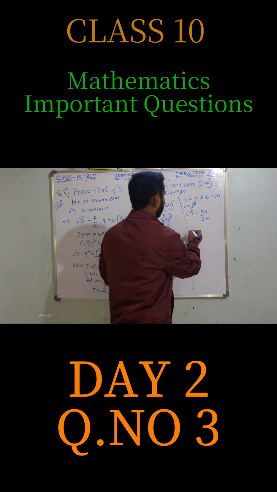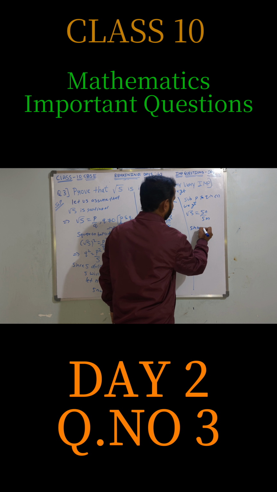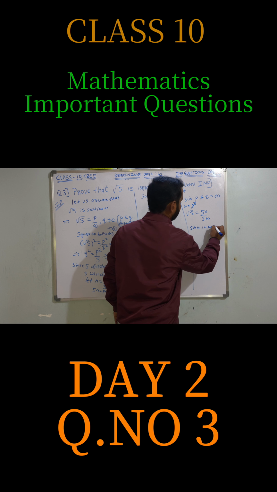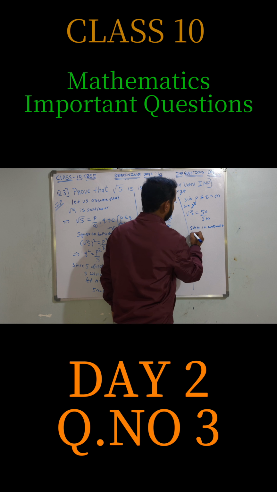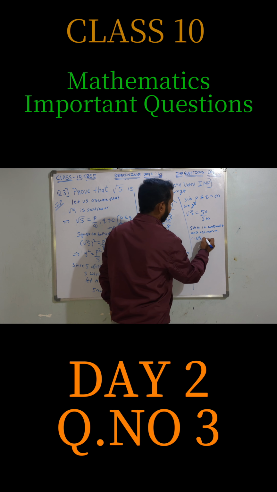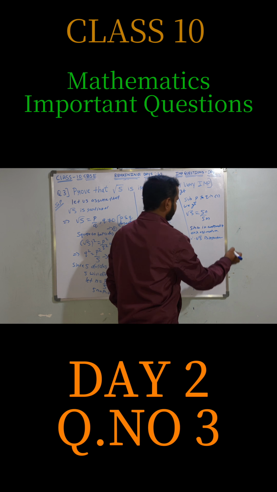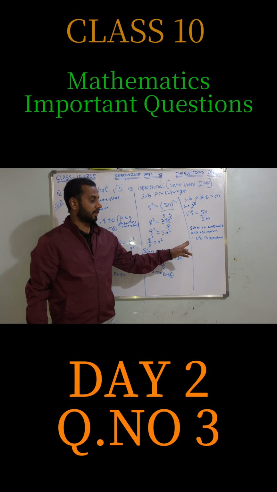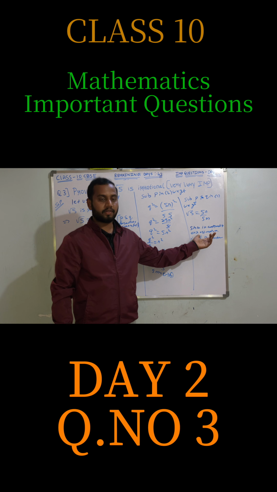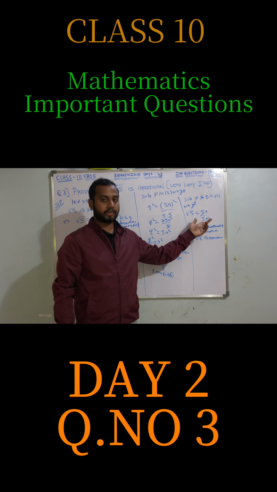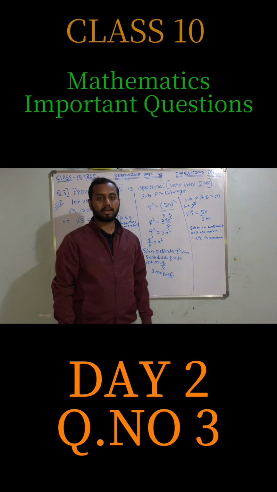Then I can say that since it contradicts our assumption, therefore root 5 is irrational. Because it is contradicting our assumption, because we considered that they will not have any common factor, but we got a common factor, therefore root 5 is an irrational number.